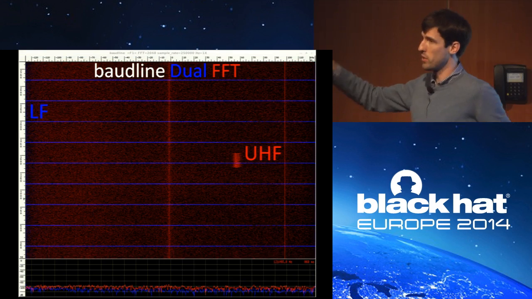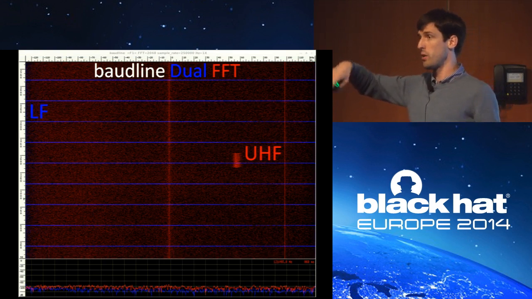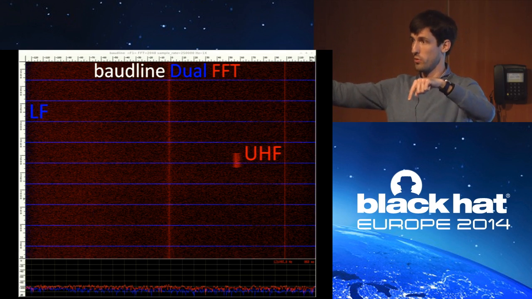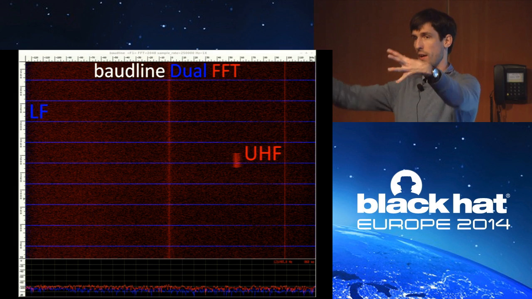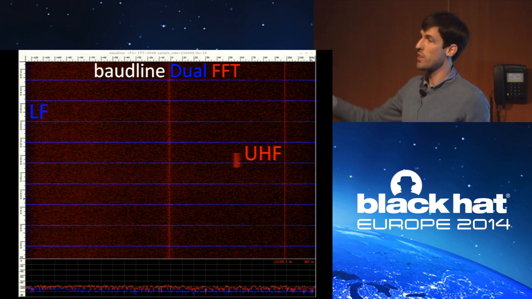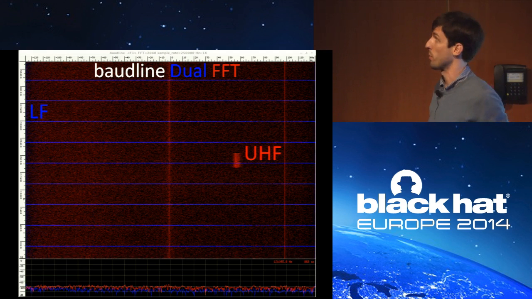This was cool, though, because the radio was a dual-channel radio, so it's recording the low-frequency challenge from the car and the response from the remote control at the same time. And so when you collect the data together like that, then you can actually look at them together and see if there's any interesting patterns in the timing.